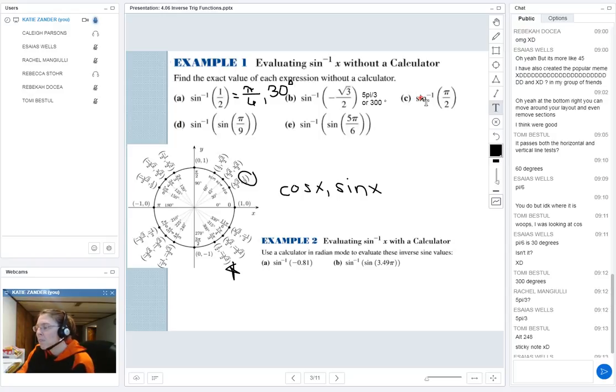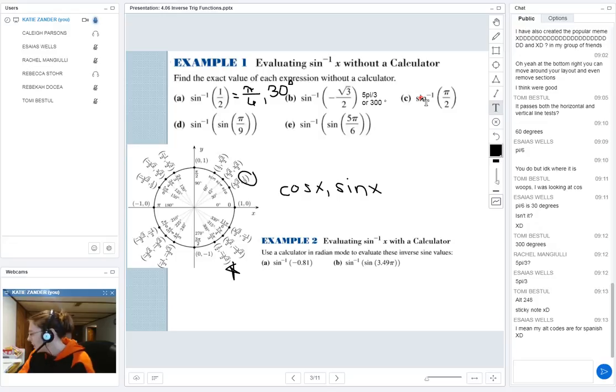All right, how about the next one? Sine inverse of pi over 2. It's written a little bit differently. Where is pi over 2, by the way?